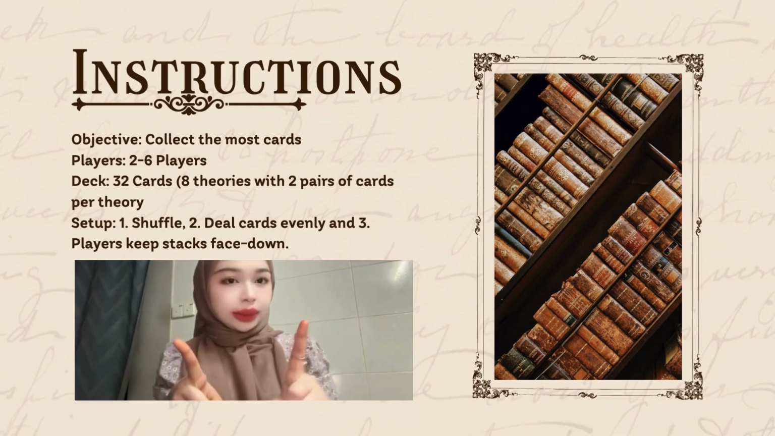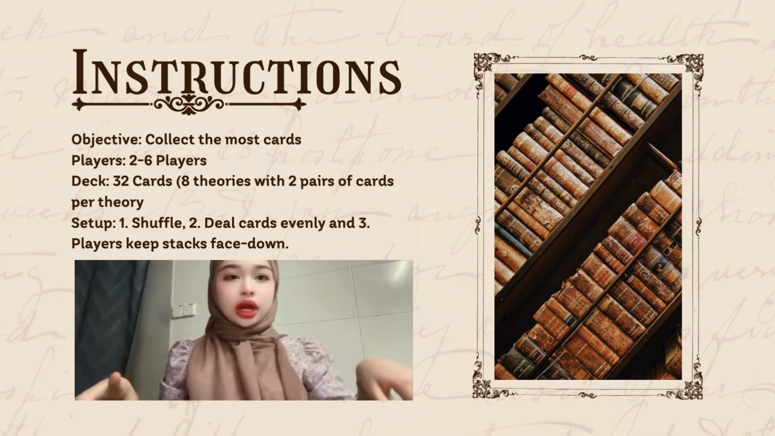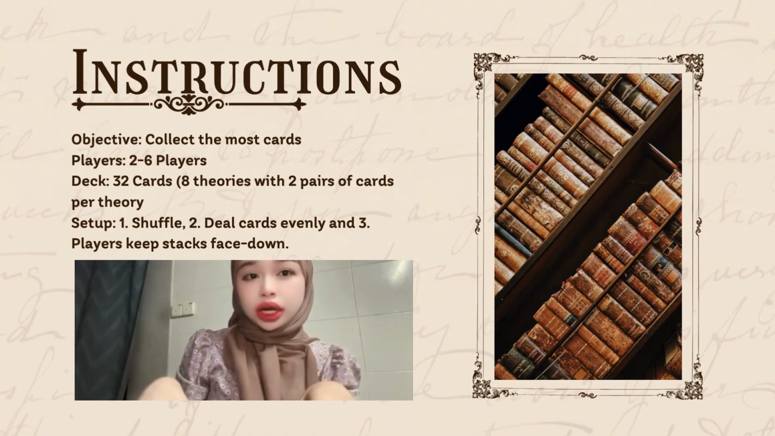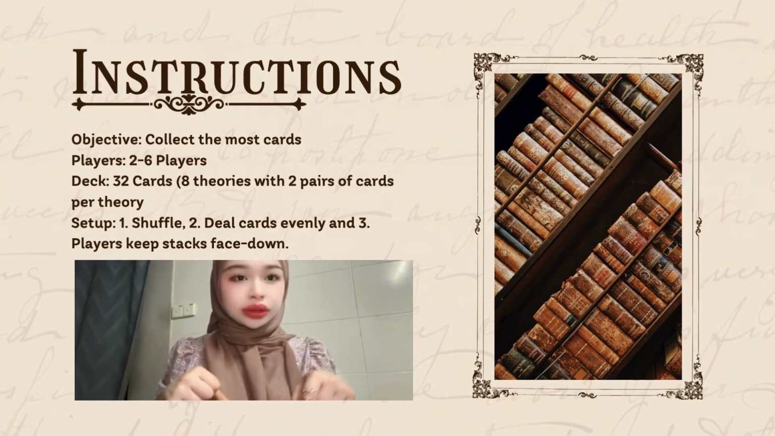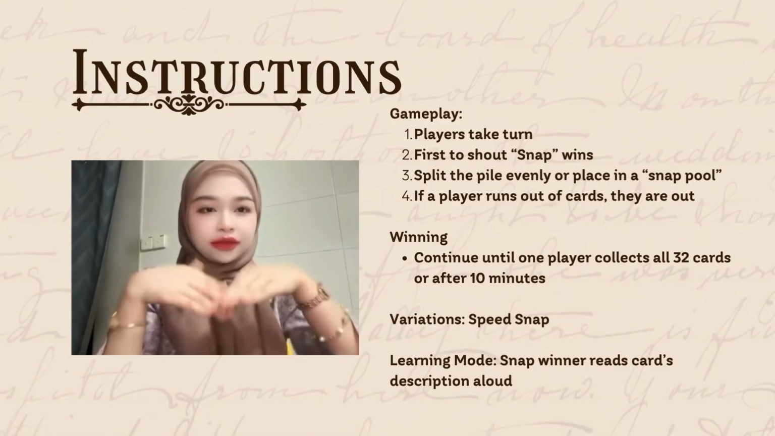For the setup, we need to shuffle the 32-card deck and deal the cards evenly facing down, and some players may get extra cards if uneven. Each player keeps their stack facing down. Now it's time for the game. Players take turns clockwise, flipping cards facing up.